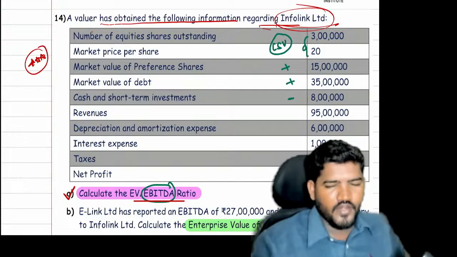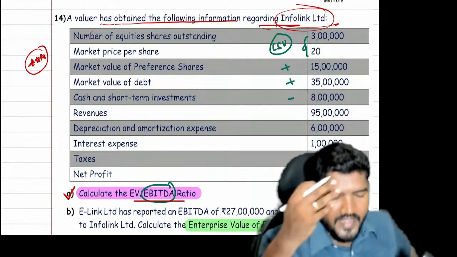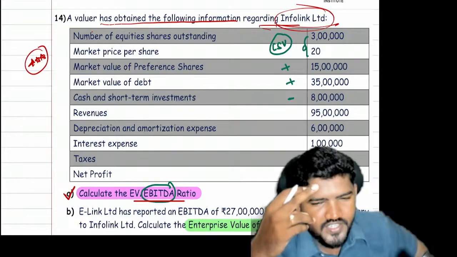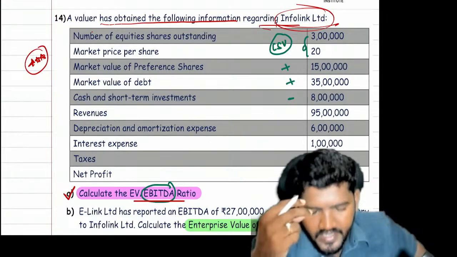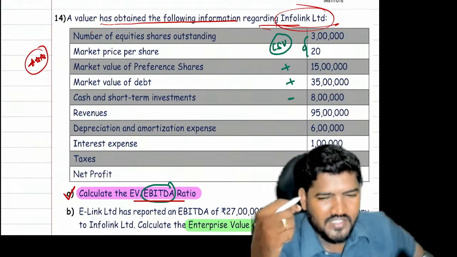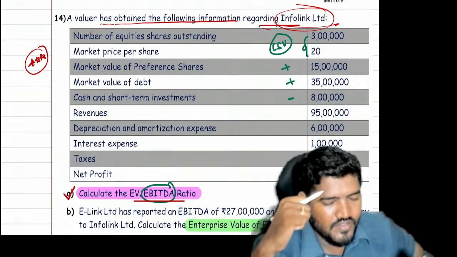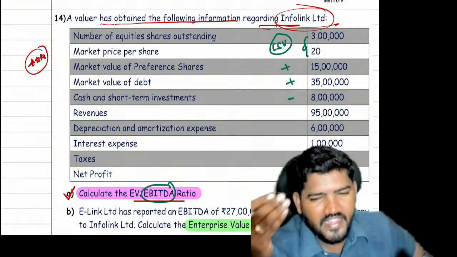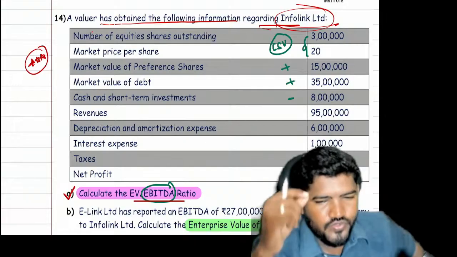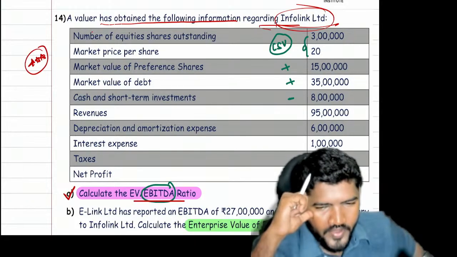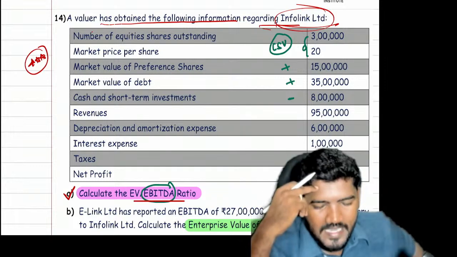You already know enterprise value means market value of equity plus market value of preference shares plus market value of debt plus reserves and surpluses minus cash and cash equivalents. Why minus cash? Because we can't pay their cash to them. That's why we are reducing cash from the market value. Hope you guys are clear.